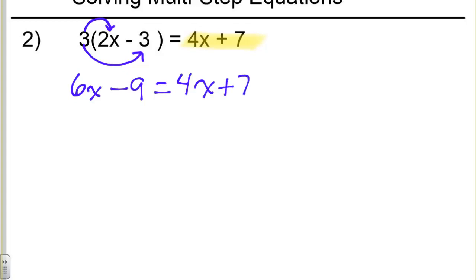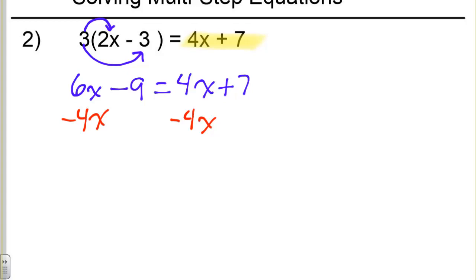Bring the rest of your problem down. And I've technically finished step 1. There was only one thing I had to do to simplify. Now I'm going to go to step 2, which is remove one of the variables from one side or the other. And the 4x is a smaller coefficient than the 6. So 4 is smaller than 6. So I'm going to eliminate the 4x's by minusing 4x from both sides.